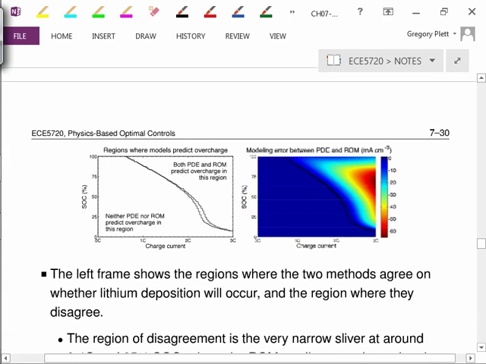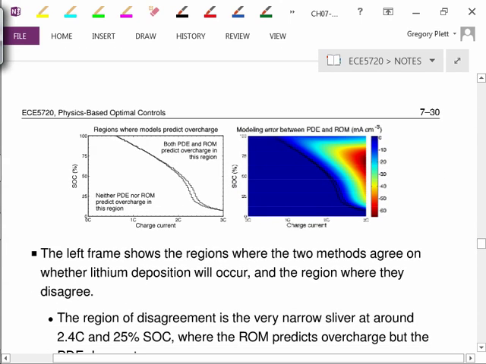This plot here is most telling. This is probably the most important set of plots for this particular mechanism. And the one on the right is nice and colorful. I don't know if it's quite as helpful as the one on the left, but on the right it's showing the modeling error between the partial differential equation model and the reduced order model. And red means I've got the biggest relative error, and blue means that I've got either no or very little error.